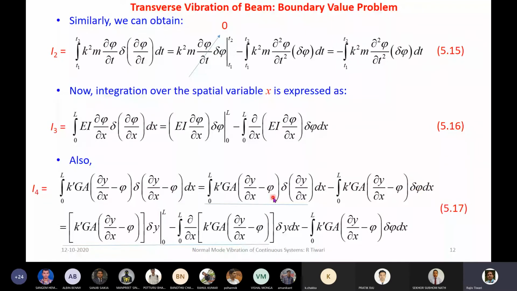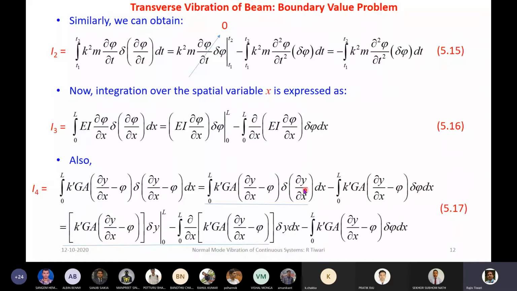So I'll get two terms from this, and you can see this delta phi is having no derivative, so there's no need to do integration by part of this term. Only here the variation of y is there, or differentiation with respect to x is there, so we need to do integration by part of this underlying term with respect to x. And here we need to interchange the differentiation and the variation, and then do the integration by part. So this is the first part.